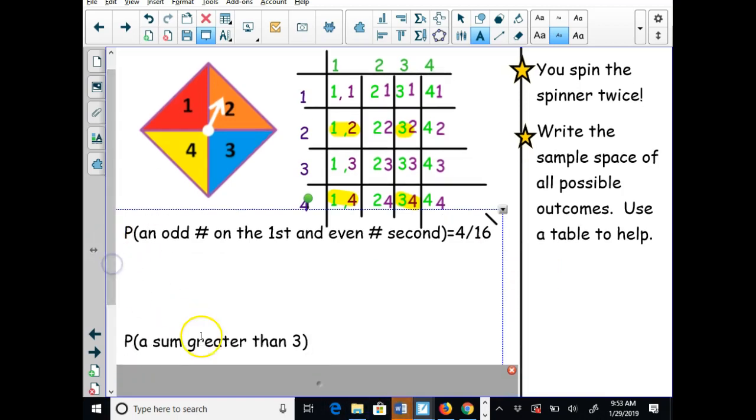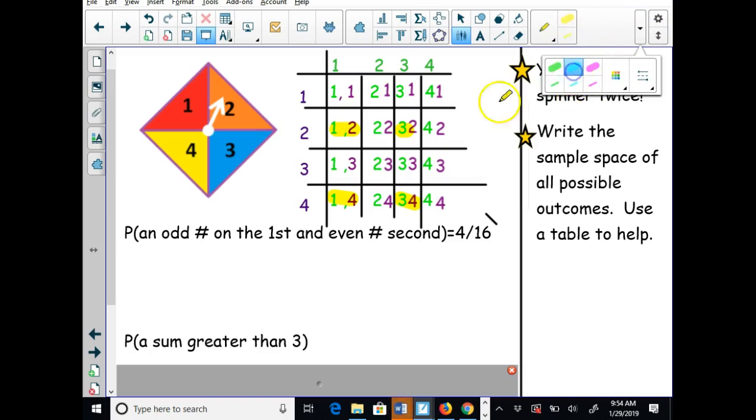The probability we have a sum greater than 3. Okay, well, we want to look now. I'll use a different color, excuse me. I'll use blue. So a sum greater than 3. So this is a sum of 2. This is a sum of 3. This is a sum of 3. So everything else has a sum greater than 3.